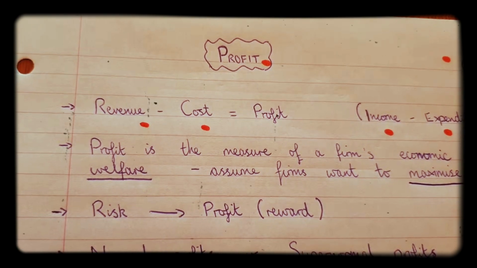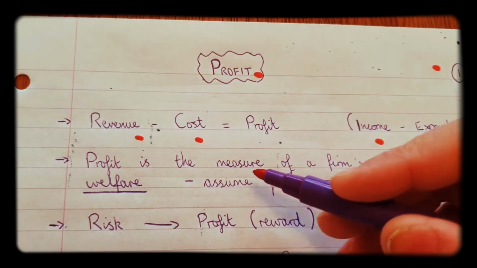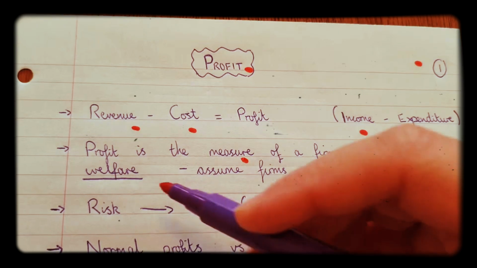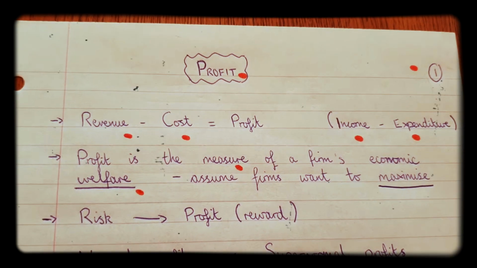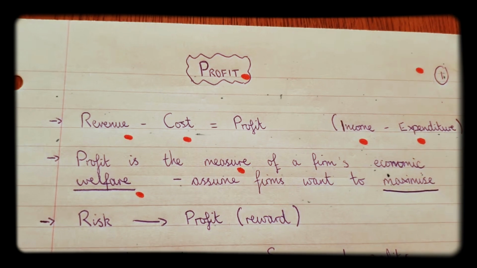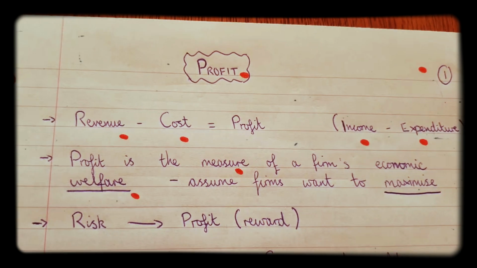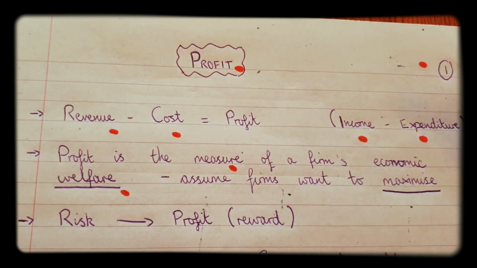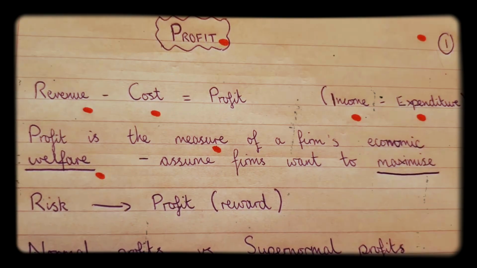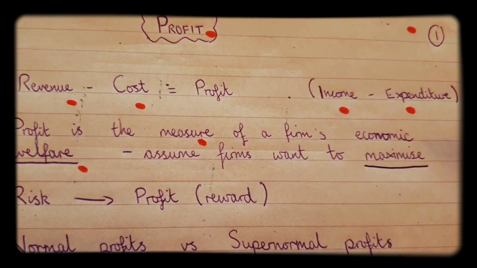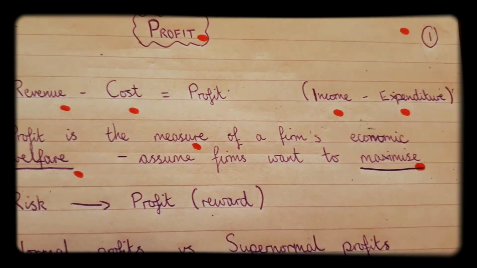Don't forget, profit is the measure of a firm's economic welfare. We assume rational firms, rational consumers, rational everyone want to maximize their welfare. So we're assuming in traditional economic theory that firms want to maximize profits.